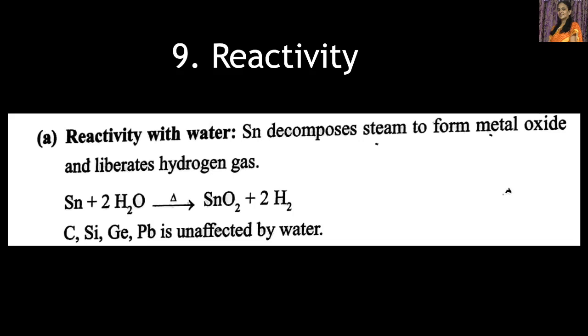Whereas tin decomposes steam to form metal oxide and liberates hydrogen gas. Tin plus 2H2O gives rise to SnO2, tin oxide, plus H2 gas. H2 gas is liberated when tin decomposes steam. Whereas the rest of the elements, that is carbon, silicon, germanium, lead, are unaffected by water. They have no reaction with water.